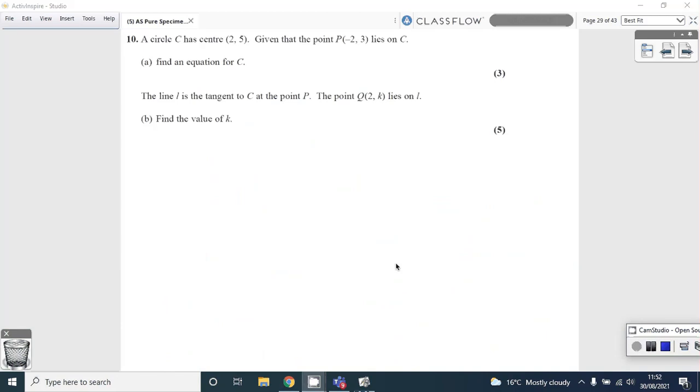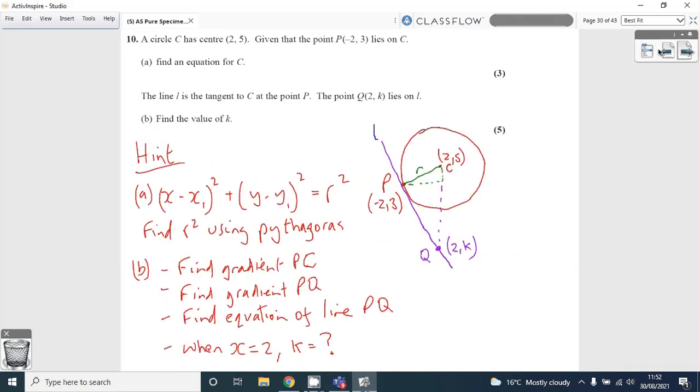Question 10. So here's the hint. I think with any of these coordinate geometry questions, just start off with a sketch to gather your thoughts. So for part A, we're just looking at the bit here in red and green. So I've got the centre 2, 5 and the point P lying on the circle at minus 2, 3. Now your starting point for an equation of a circle is x minus x1 all squared plus y minus y1 all squared equals r squared.